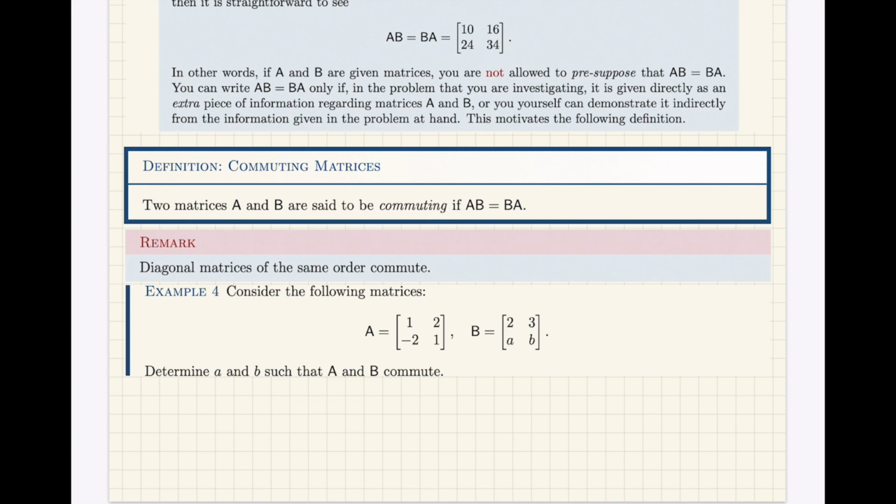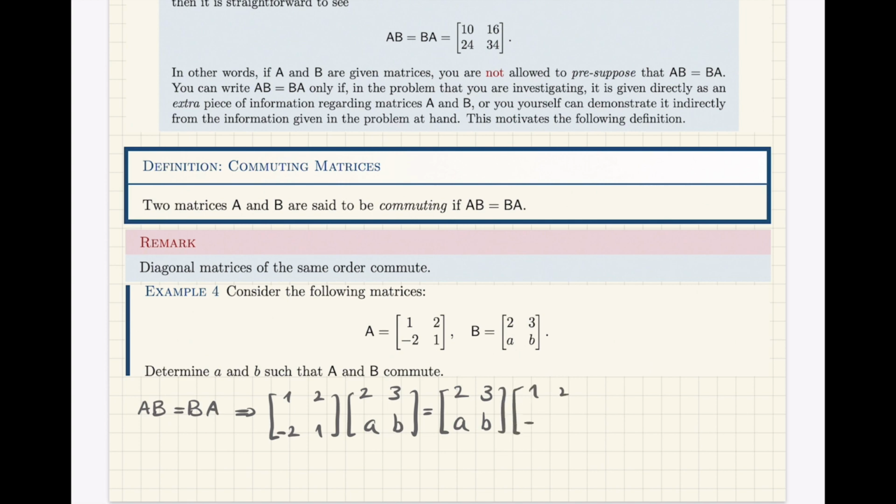Okay, so just to give you a simple example. Consider the following matrices. Determine A and B such that A and B commute. This is extremely simple. It means that AB should be equal to BA. So this means that multiply A from the left to B and equate it to the product in which B comes first and A comes second. And then you calculate the left hand side, just the normal product. So this becomes 2 plus 2A.